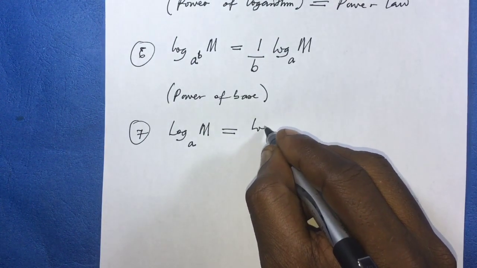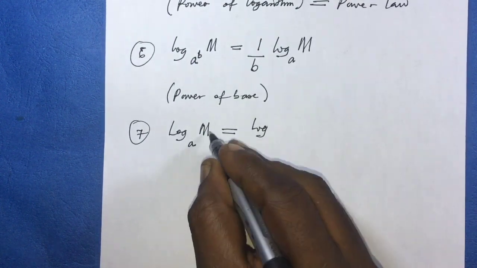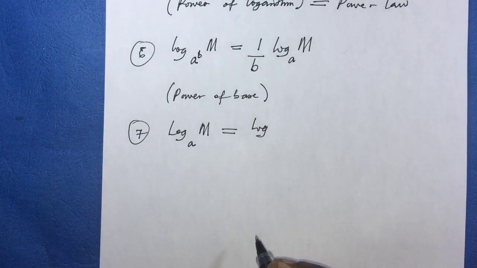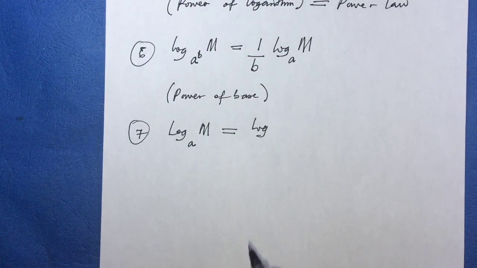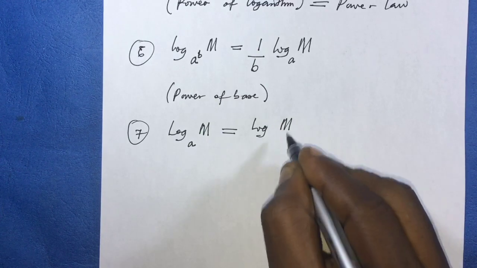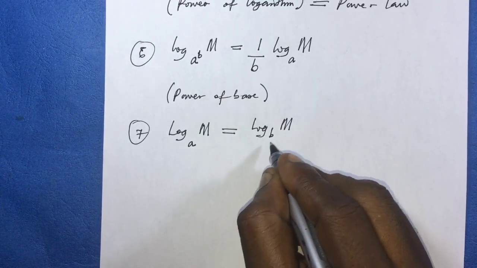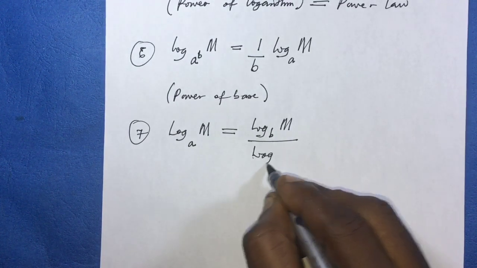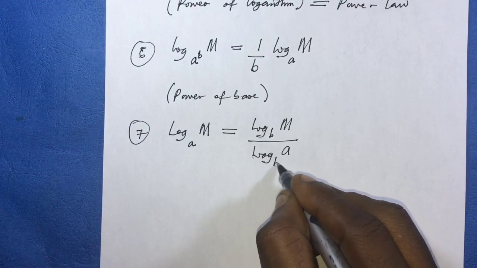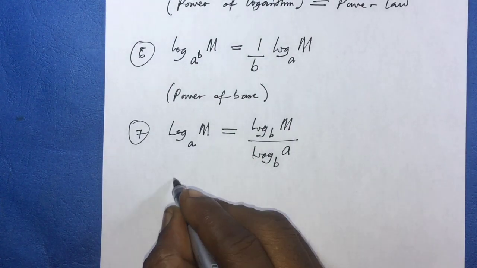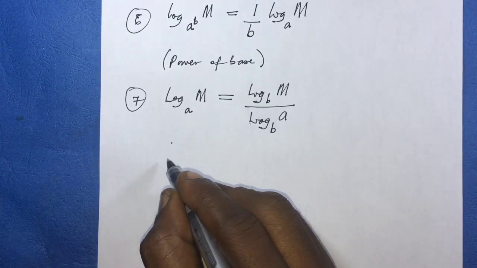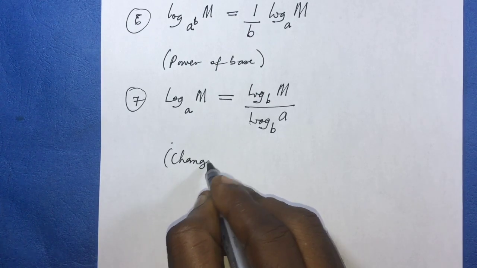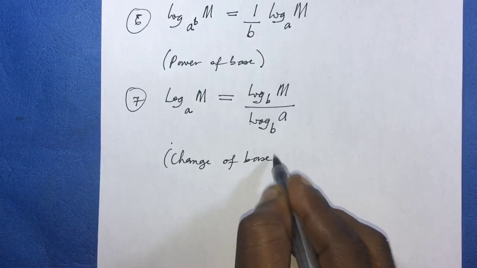So if we are given log m to base a, and simplifying a particular problem would require me to change the base to b, the result will be log of m to base b over log of the former base a to base b. So this law is called change of base, the law of change of base.